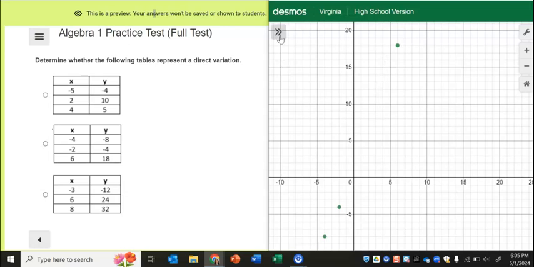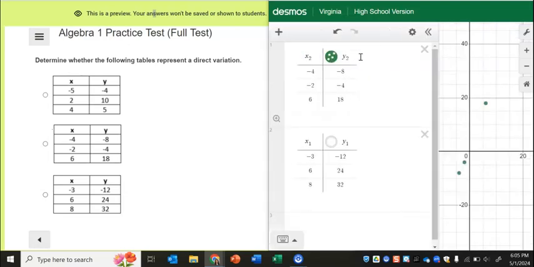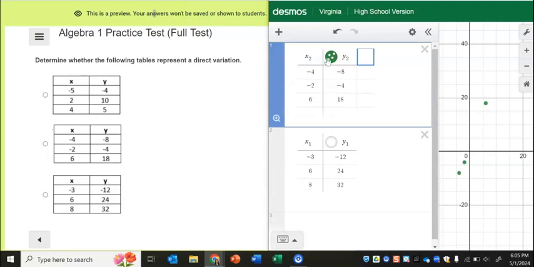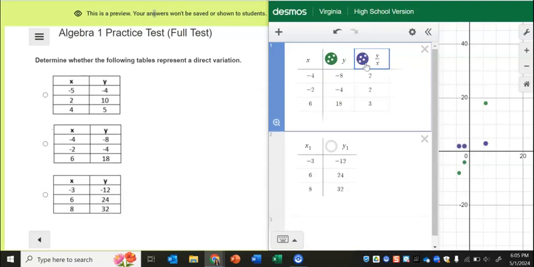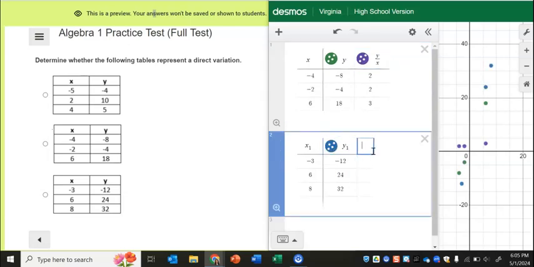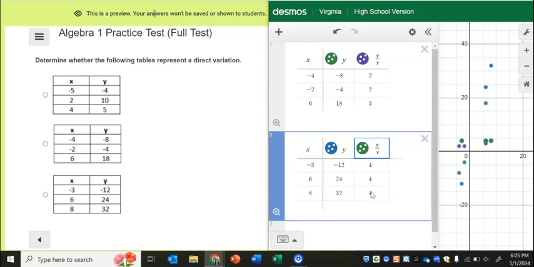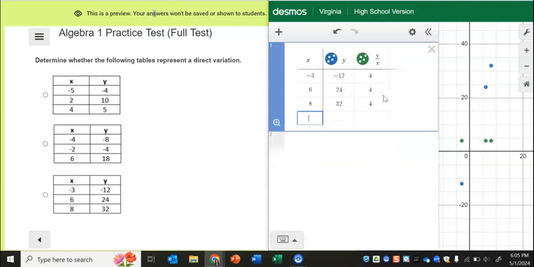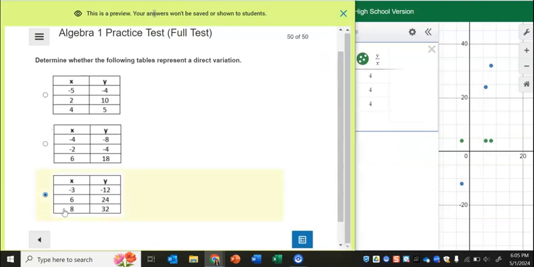I think that's good. Okay, I'm going to show you maybe another way to do this problem. A direct variation is when you divide y over x and you get the same number. See, that one's off a little bit. Same thing here. If I take this off, x and y, and then do y over x, see? Yep, it's the green one. It's this one. There you go.